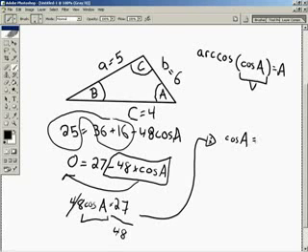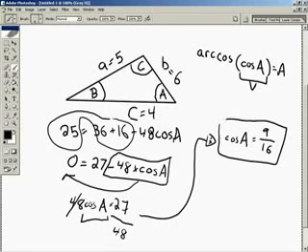Equals spaghetti. And 27 is 3 cubed. Does it divide? It might. I'm not going to say it doesn't. It does. Equals 9 divided by 16 is cosine of A.